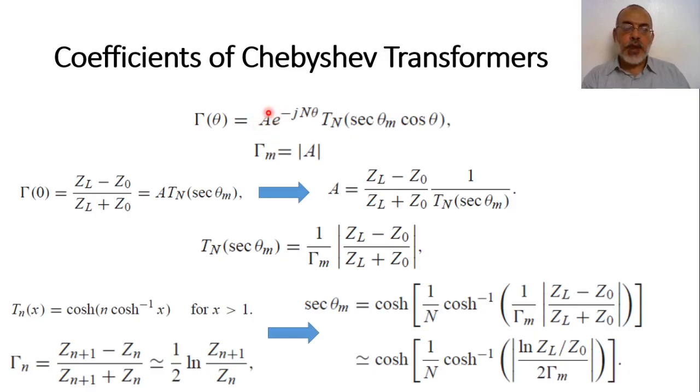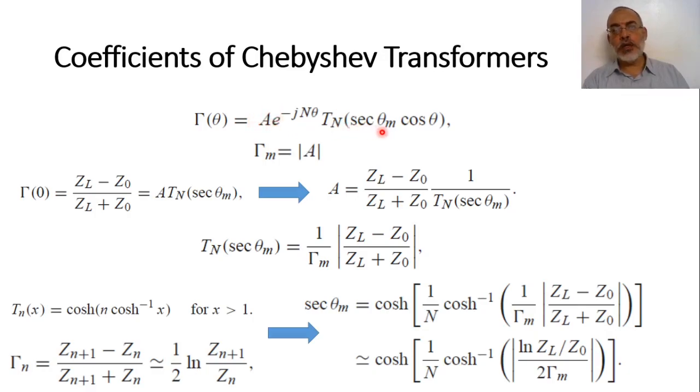And in the passband, the maximum allowable reflection coefficient is gamma m. So simply, we can say that the magnitude of A equals the maximum allowable reflection coefficient. So by taking this, we have obtained the first unknown A.